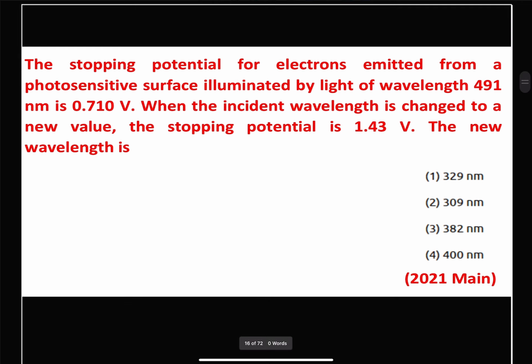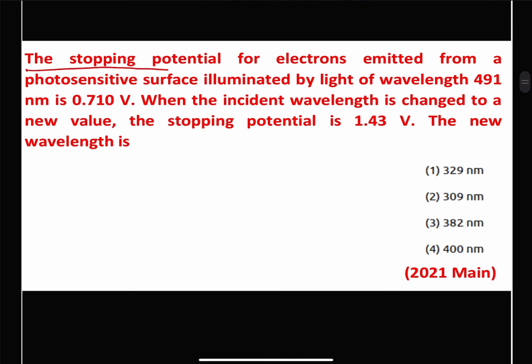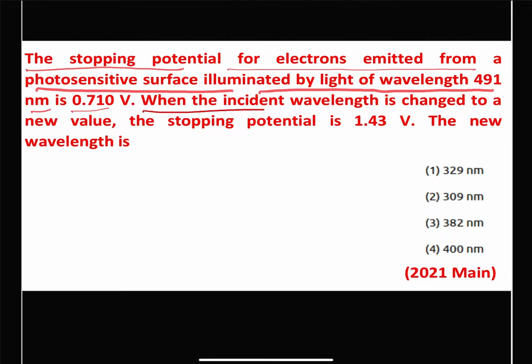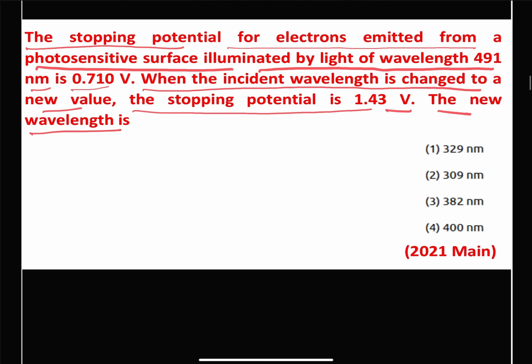Next question. It states that the stopping potential for electrons emitted from a photosensitive surface illuminated by light of wavelength 491 nanometer is 0.710 volt. When the incident wavelength is changed to a new value, the stopping potential is 1.43 volt. The new wavelength is. So we have two wavelengths, one is known and another we are going to find out, and their respective stopping potentials are given to us.